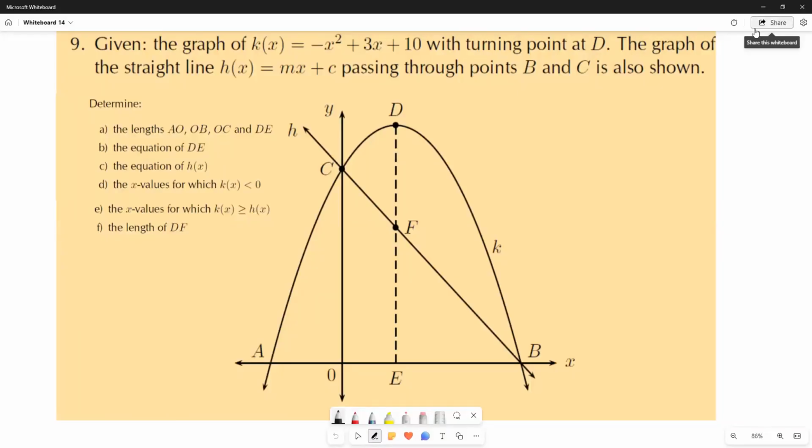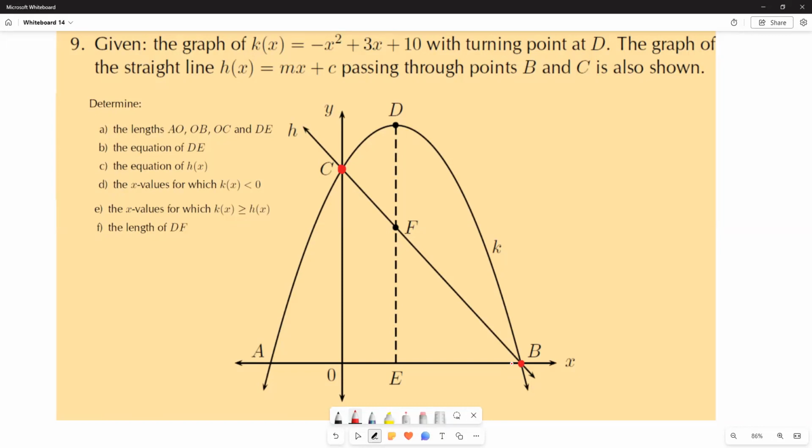So in this video, we're going to be looking at the parabola and a straight line. The parabola, given as k of x, has a known equation, but the given straight line, h of x, has an unknown equation. The straight line is passing through B and C. You can see here that the straight line is passing through there and there, and the parabola is passing through those two points as well.